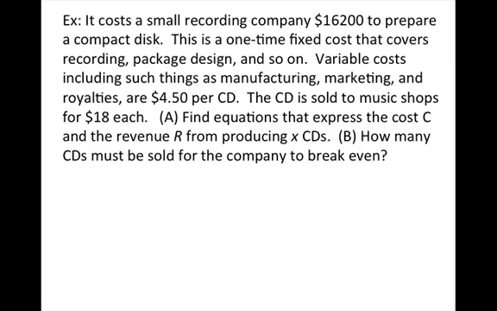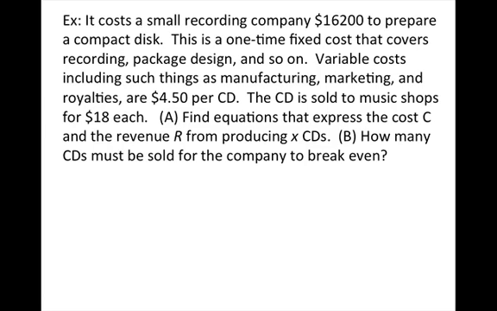Now for the final example, it cost a small recording studio $16,200 to prepare a compact disc. This is a one-time fixed cost that covers recording, package design, and so on. Variable costs, including such things as manufacturing, marketing, and royalties, are $450 per CD. The CD is sold to the music shops for $18. So I want to find the equations that represent the cost and the revenue from producing X CDs. And then in part B, how many CDs must be sold for the company to break even?